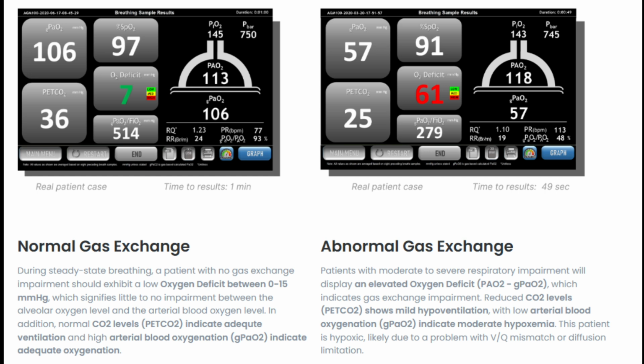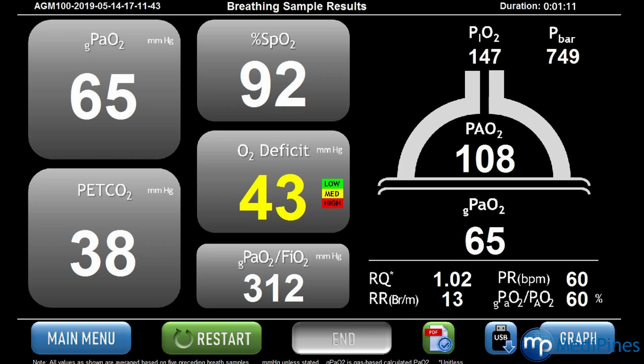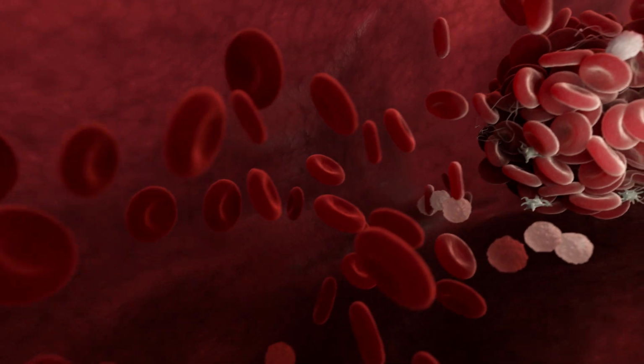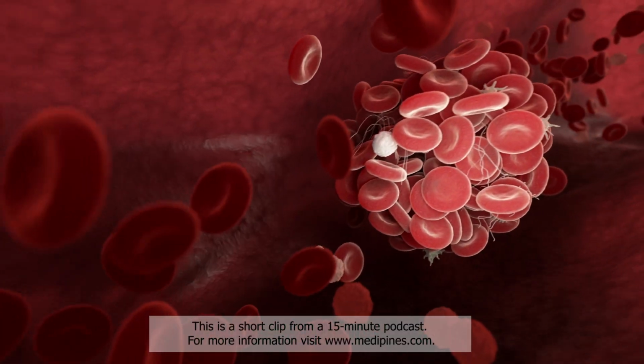So how does knowing this number actually help doctors in a real-world setting? It's incredibly valuable for helping to pinpoint the reasons why someone might have low blood oxygen, or what we call hypoxemia. So it helps clinicians narrow down those causes. For example, if a patient has low blood oxygen and a significantly elevated oxygen deficit, it suggests the problem is within the lungs themselves. Right. Something is blocking that gas exchange, like fluid in the lungs, inflammation, or fibrosis.